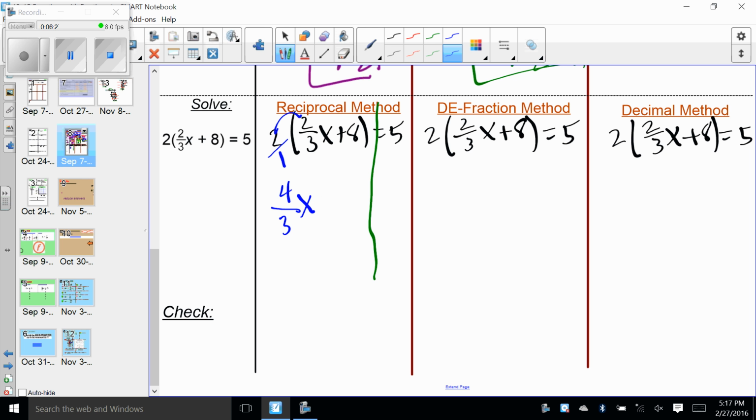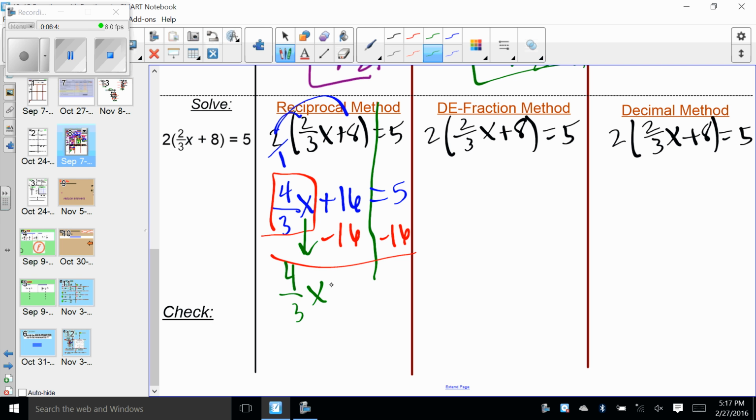Drag that variable x down. Sign in the middle is plus, and then take the 2 and distribute it to the 8 is 16. If I haven't used it, drag it down. The hand method kicks in, so we're solving for this. I subtract 16, copy, paste. Working left to right now, so we have 4/3 x equals negative 11.